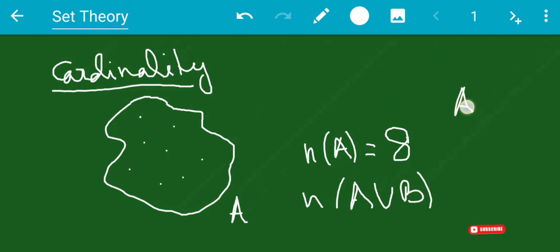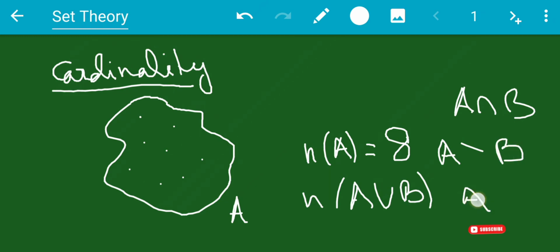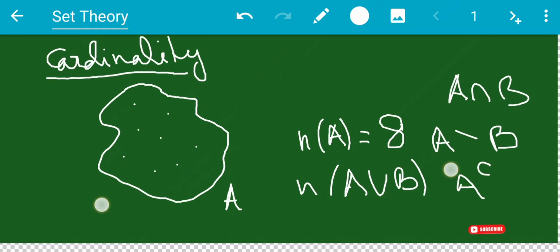and intersection of sets. So how do we find the cardinality of these sets? These are the sets whose cardinality you need to find. In this video we'll learn how to find the cardinality of all these sets and how to implement them.